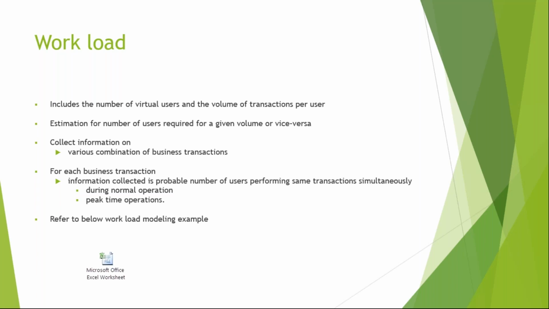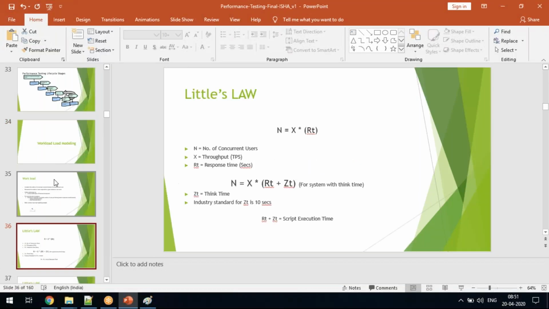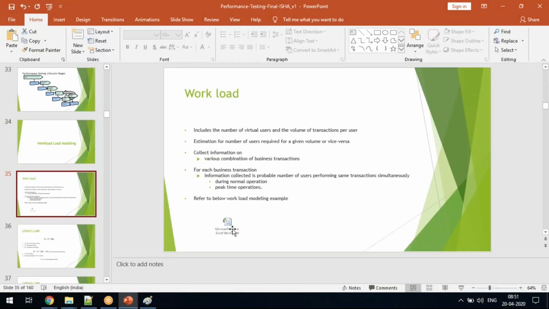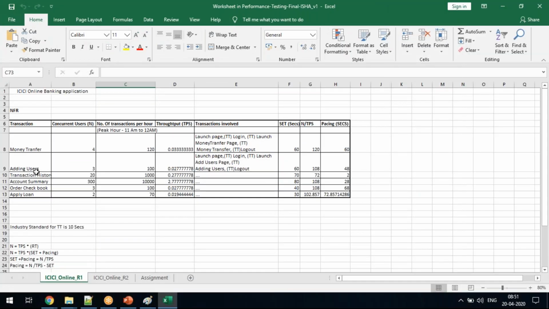So usually, this is how your example will be. What is a transaction, what is a concurrent user you are going to use, what are the peak concurrent users, and what throughput you are going to achieve. This is how you are going to prepare your sheet.